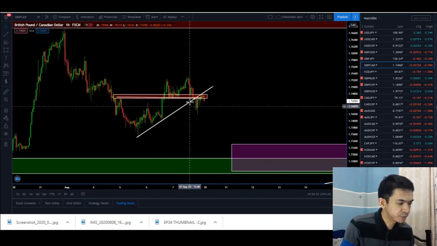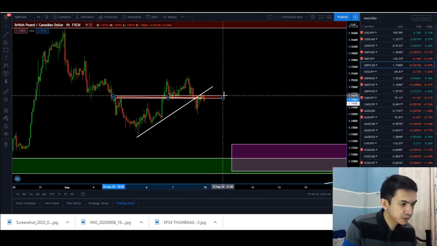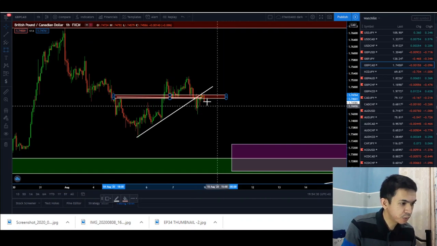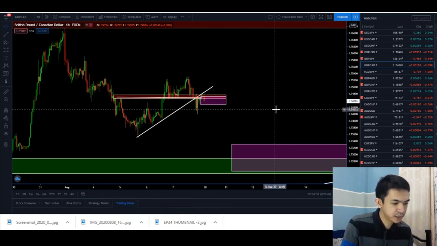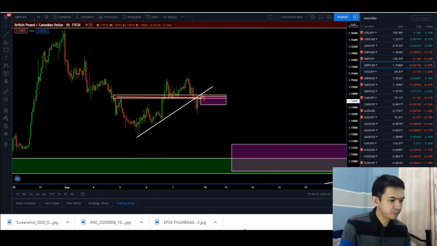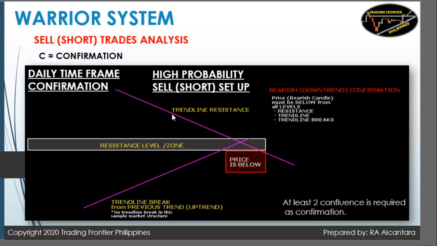So what else? Now I have two confluences. I can now look for a short setup. Where? Here at my high probability trade area or zone. Why is that? Again, going back to my PowerPoint presentation, for a short setup it says that I should be below these three significant levels: horizontal, trend line, and counter trend line break. For a short setup, the price must be below.